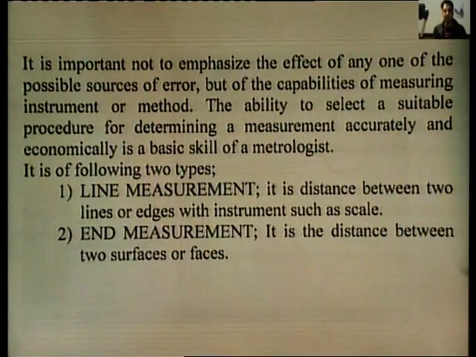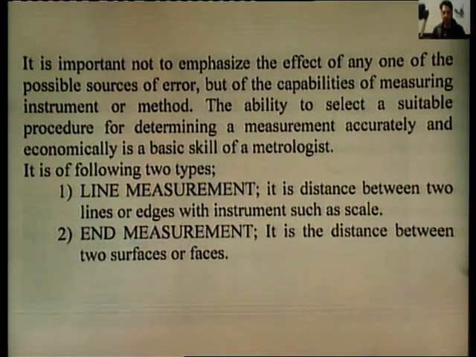It is important not to emphasize the effect of any one of the possible sources of errors, but of capabilities of measuring instruments or methods. So, it is more important to use the instrument in a proper way to make the maximum use of the capabilities of the instrument. The ability to select a suitable procedure for determining a measurement accurately and economically is a basic skill of the metrologist.